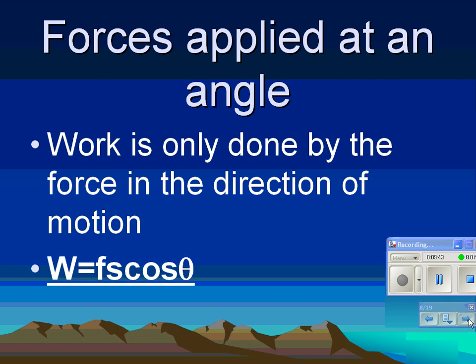So previously I said work equals force times displacement, but a more general definition, and I think this is actually what's in your data booklet, is that work is equal to Fs times the cosine of the angle. And that angle is the angle between the direction you apply the force and the direction the object moves. Okay?